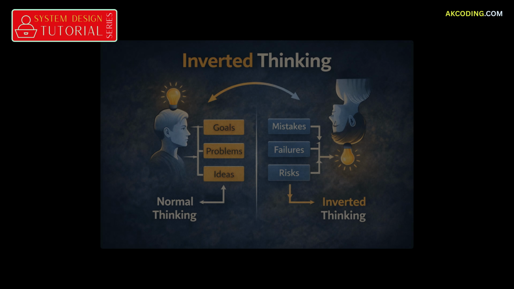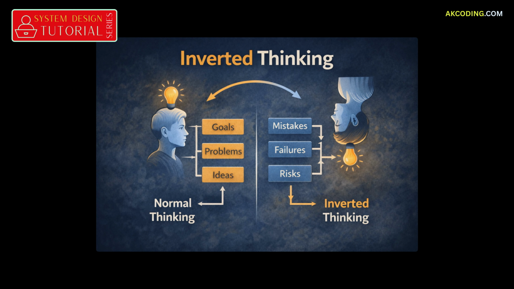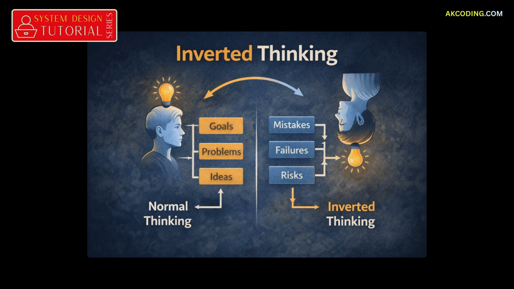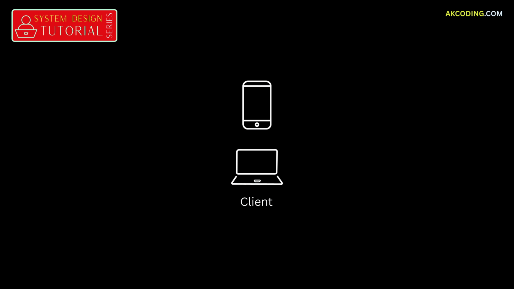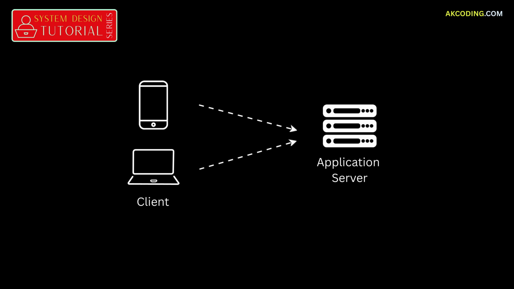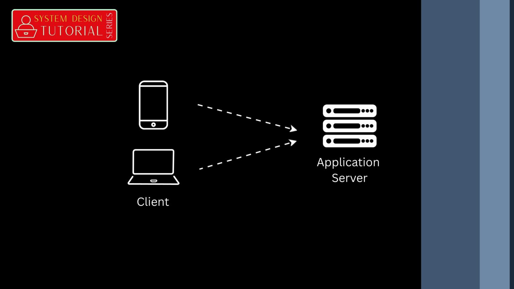Let's start with an inverted thinking. What if we don't use load balancers? Let's start with a simple setup. You have a client, that is a browser or mobile app, and one backend server. Every request goes to the same server. What can be wrong here? The server can be overloaded, high response time, single point of failure. That's where load balancer comes in.